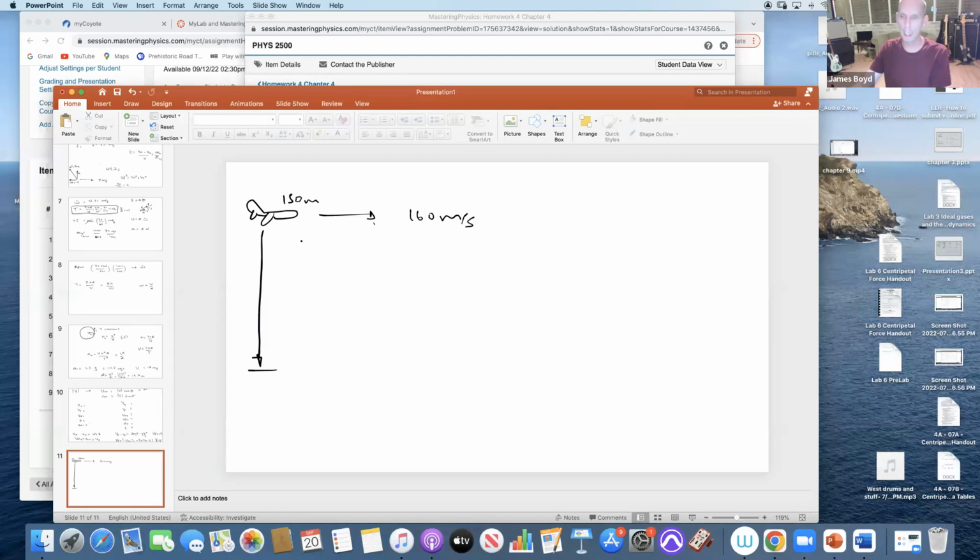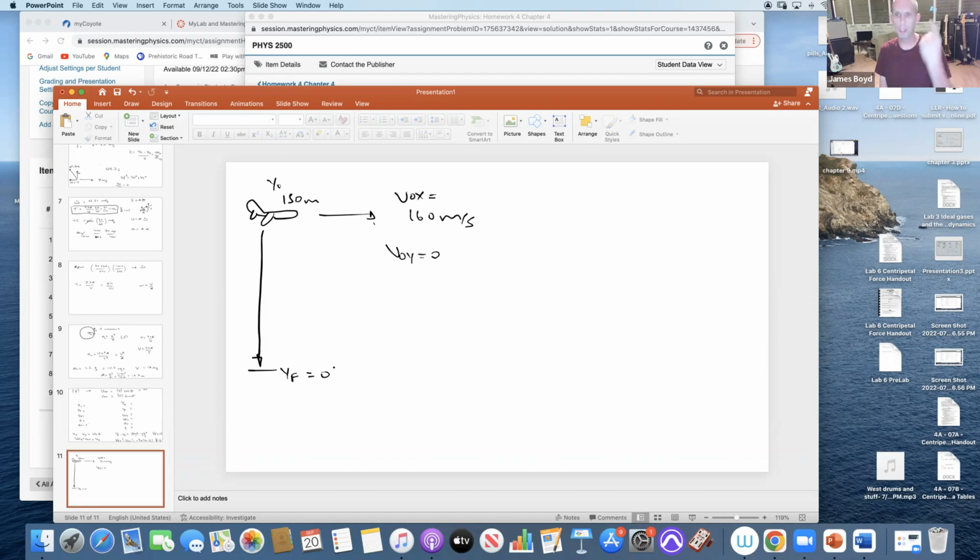Now let's start labeling a few things. This is our v naught of x, and our v naught of y is 0 because the package isn't falling yet and it's not going up. So the package has the same speed as the plane when it's released. This will be our y initial. This will be our y final, which will be the ground, obviously.